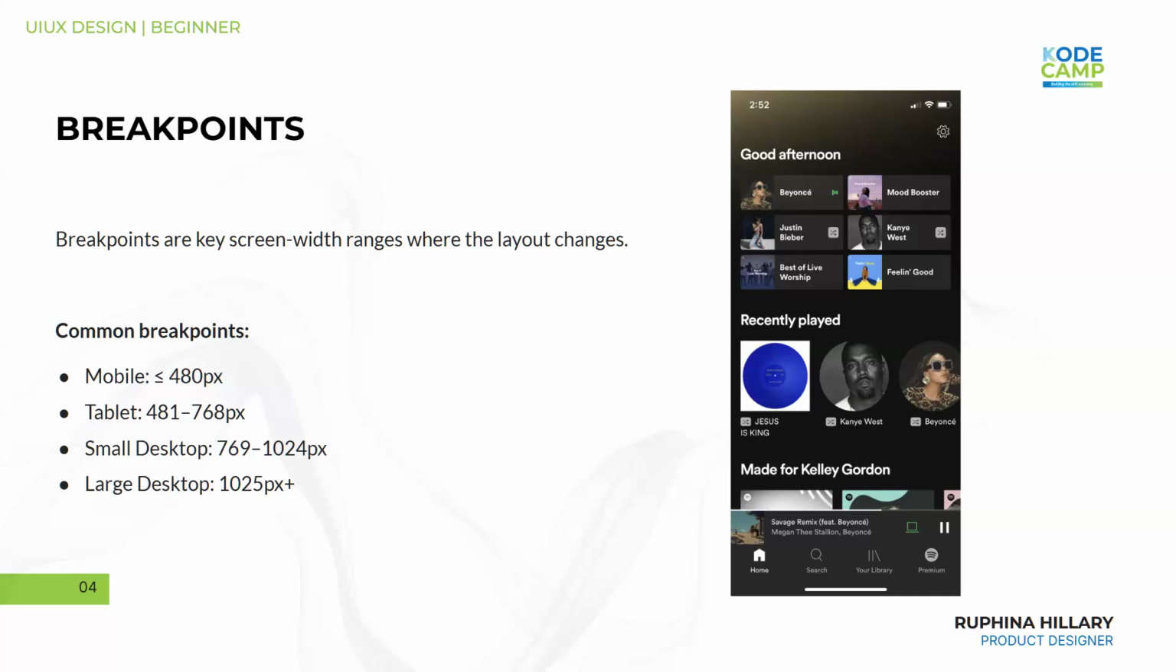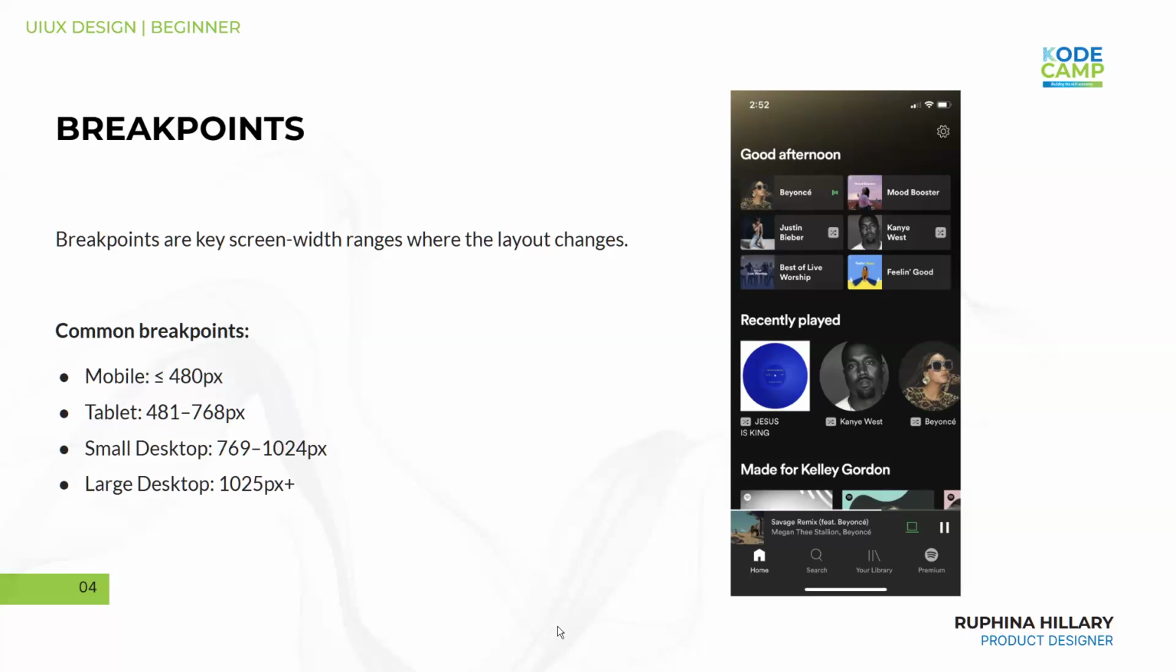Okay, so I will show this in Figma in a few minutes, but common breakpoints include, for mobile, less than 480 pixels. Tablet, you have 480 to 768 pixels. And for desktop, you have 769 pixels and above, rather.